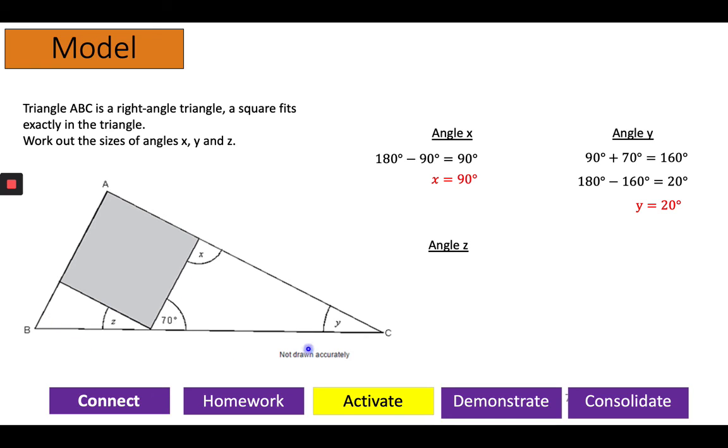Now to find angle Z, it's on a straight line where we know 70 degrees, and we know that this is a square corner, so it has to be 90 degrees. So we add those two angles together, 70 plus 90 equals 160 degrees. Subtract that from 180 because we are on a straight line, we get 20 degrees. Therefore, angle Z has to be 20 degrees.